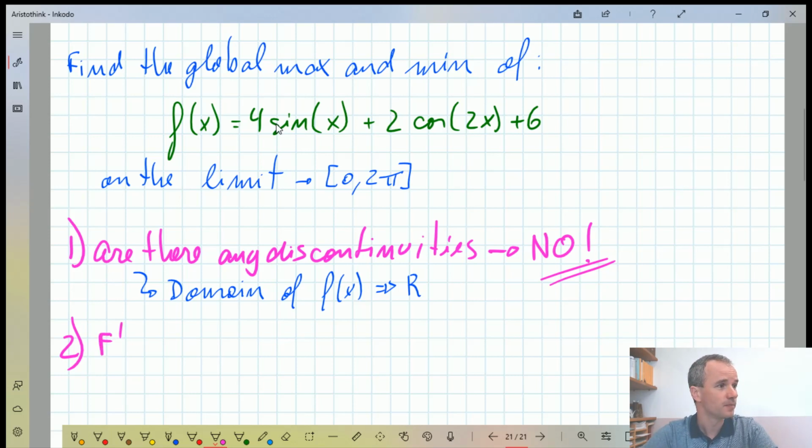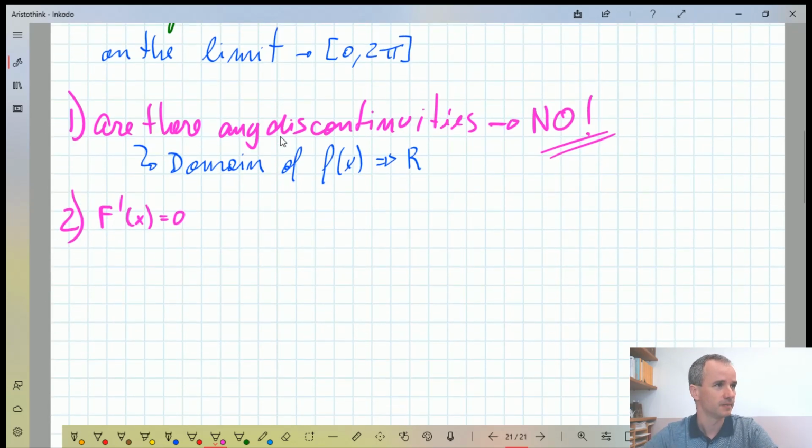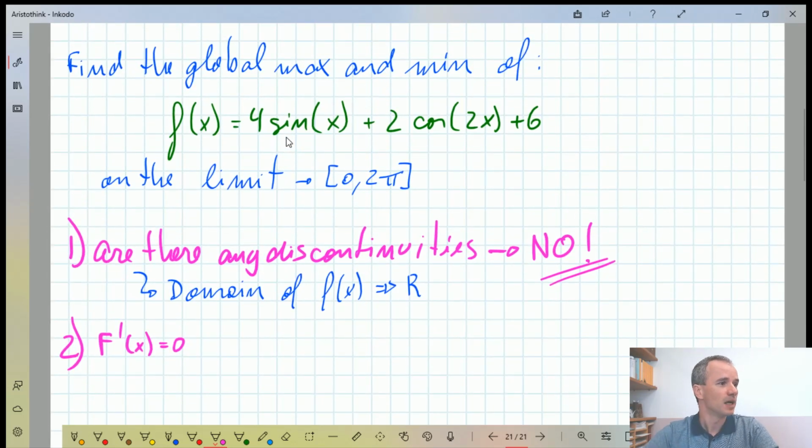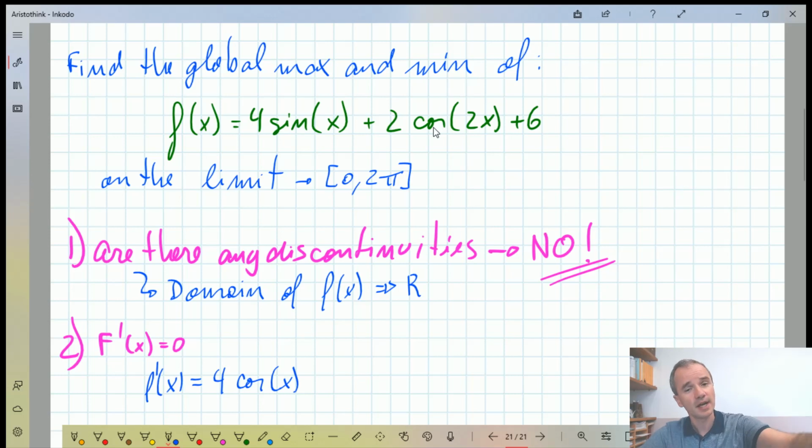What about the derivative when it's 0? There are some in here, and it's more than 2. So, well, let's derive our function first. So this is going to be f of x. Let's derive. Well, the derivative of sine is cosine, right? So I'm going to write 4 cosine of x. Now, when you derive cosine, it is minus sine. So I'm going to put already minus 2 sine of 2x.